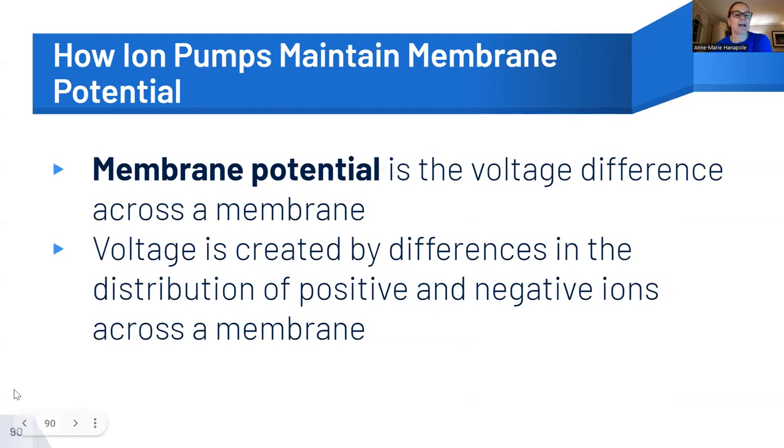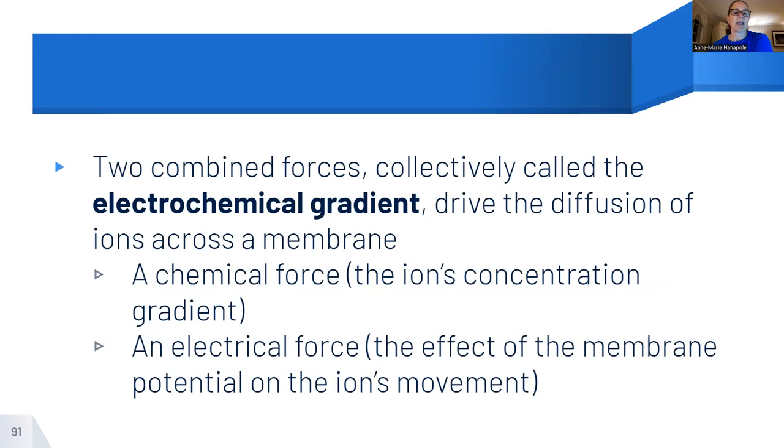Okay. When we look at ions, that's where membrane potential comes in. And so membrane potential is going to be the voltage difference across a membrane. And so that's going to be the positive and negative ions that are inside and outside of the cell. And that can create an electrochemical gradient, and that can drive diffusion of ions across the membrane. And this is going to be important in the nervous system sending signals down that axon when you're sending a nerve signal.